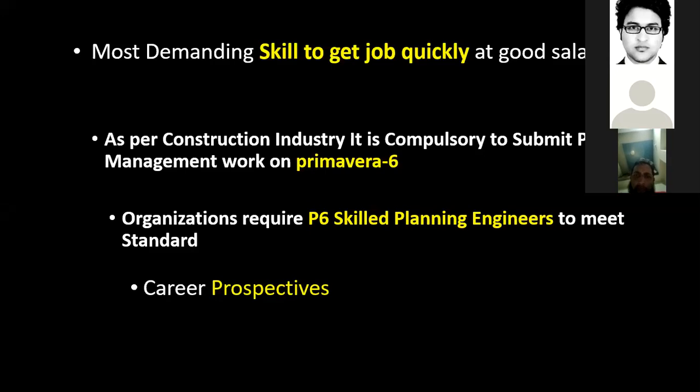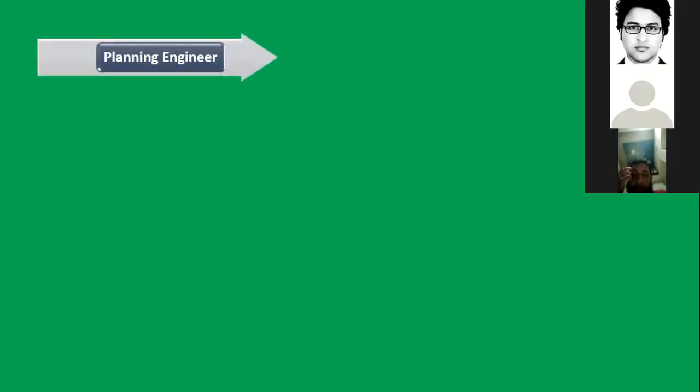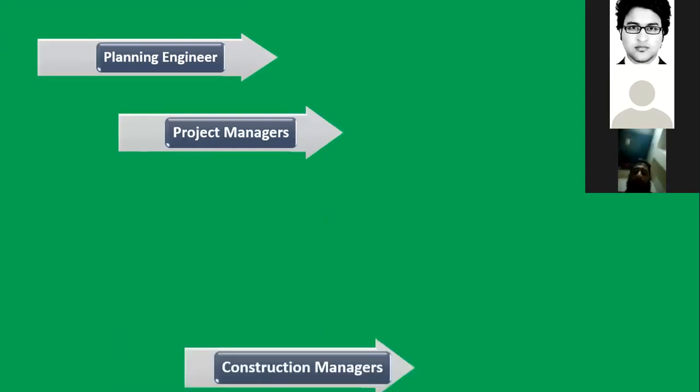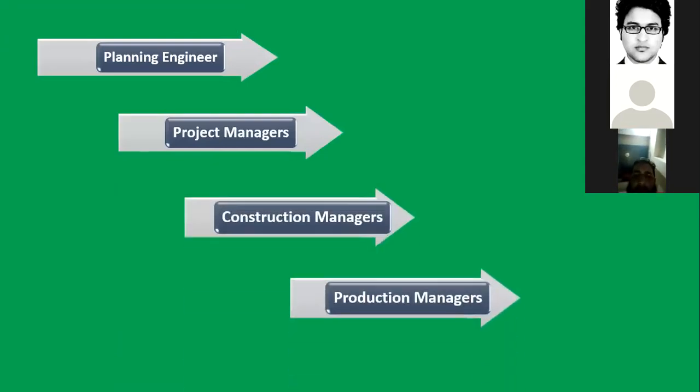And what are the career perspectives if you know Primavera 6 and you know how to execute your project management with respect to your industry category? Here you can work as a planning engineer in the industry, either the construction industry or the plant shutdown industry. And then you can also serve as project manager. It depends on your experience. You can work as construction manager, and if it's about plants or manufacturing units, you can also work as production manager. So this course is going to lead you to all these positions to work with effective techniques.